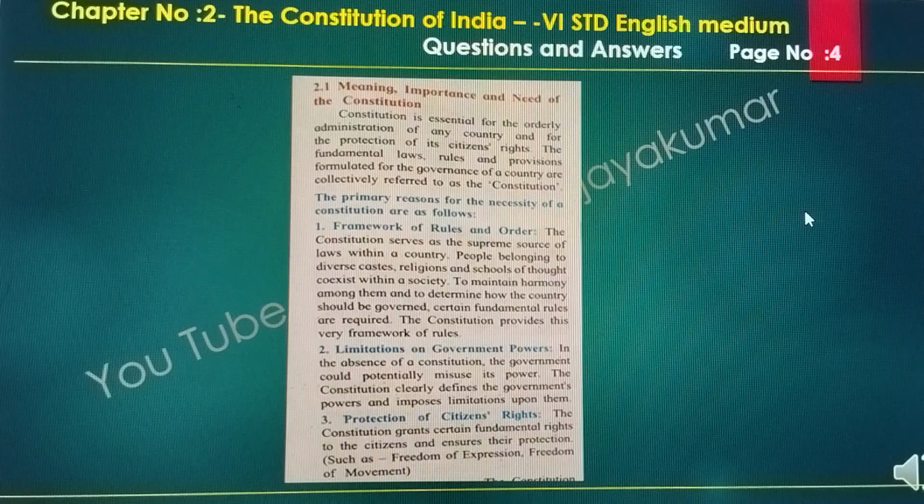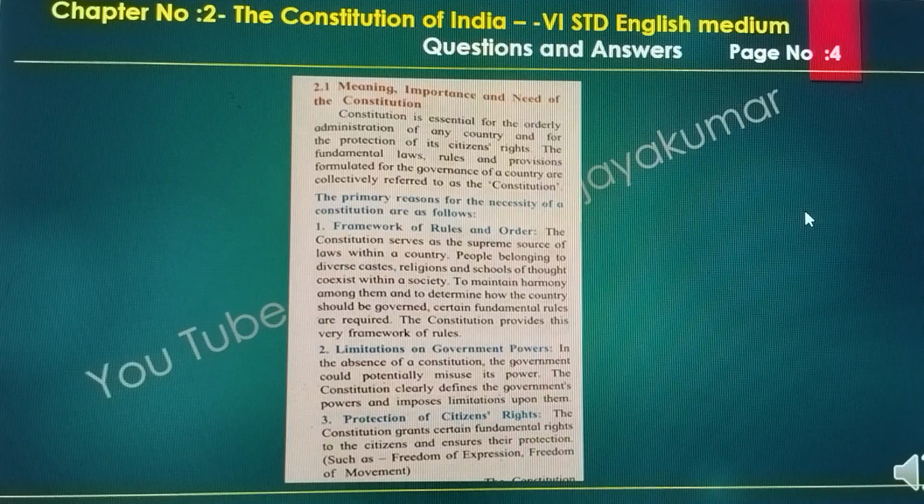The Constitution serves as the supreme source of law within a country. People belonging to diverse castes, religions, and schools of thought coexist within a society. To maintain harmony among them and to determine how the country should be governed, certain fundamental rules are required. The Constitution provides this very framework of rules.